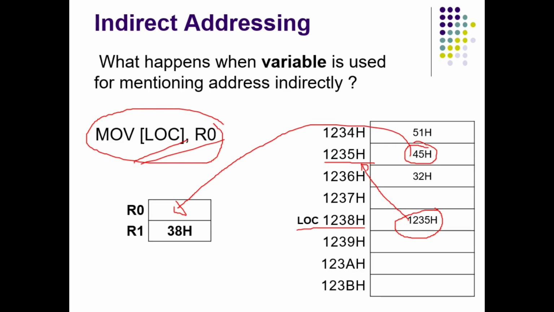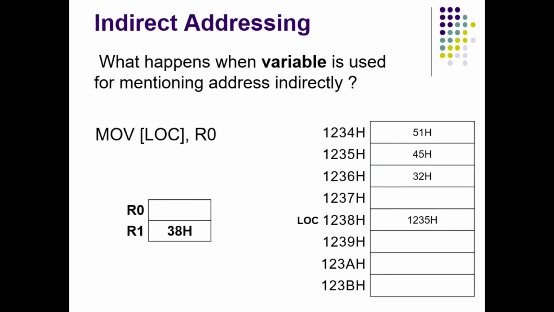That is because the address of the variable is indirectly mentioned. That is, instead of this address 1238H, we are mentioning LOC, the variable name. So the address of the variable itself is indirectly mentioned by using its variable name, and the address of data is also indirectly mentioned within that variable. So in indirect addressing mode, we finally find the operand value.